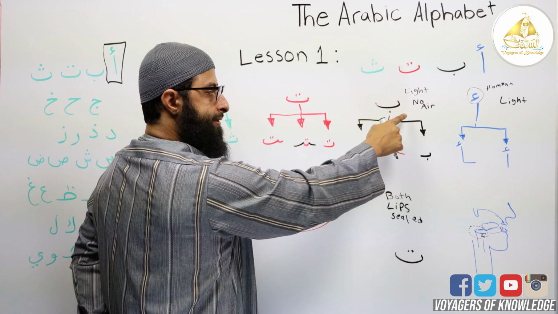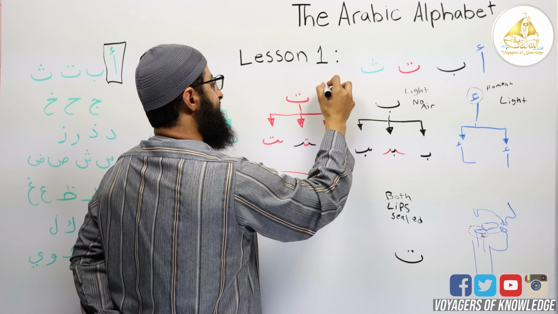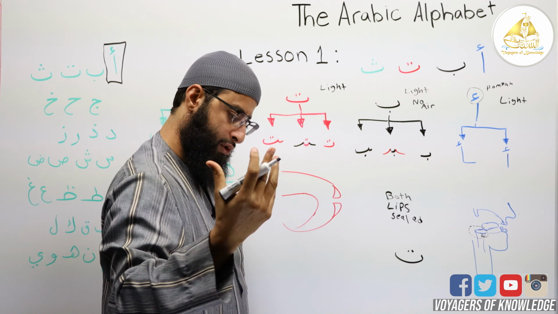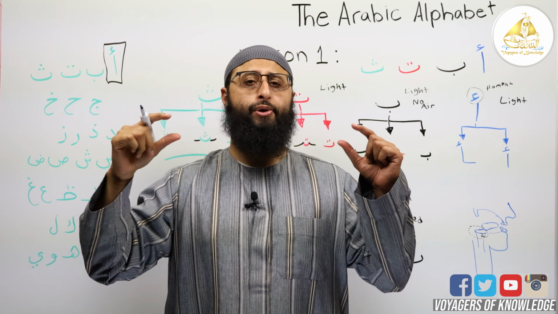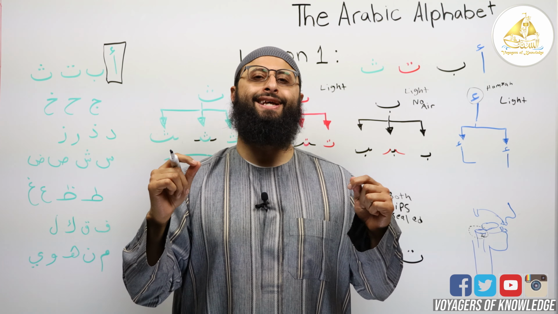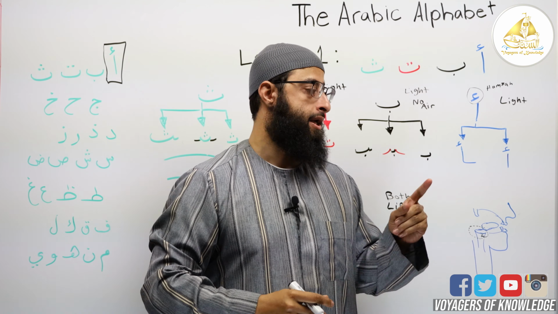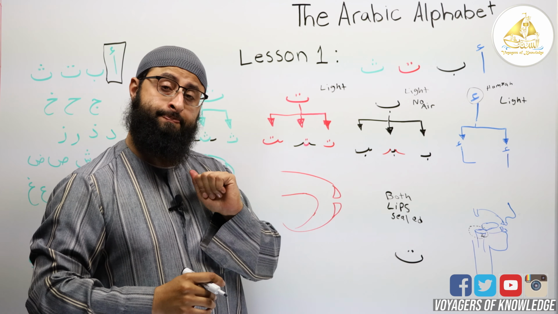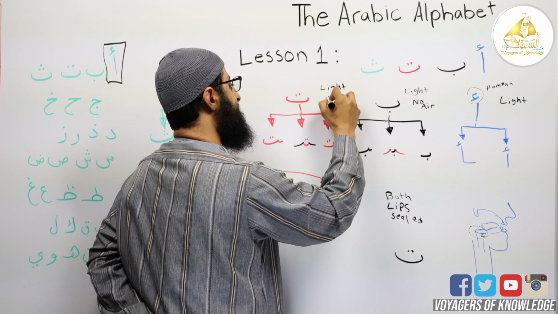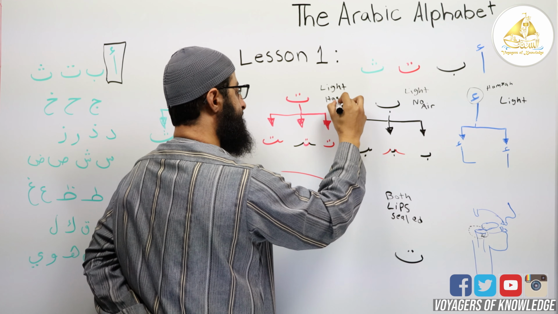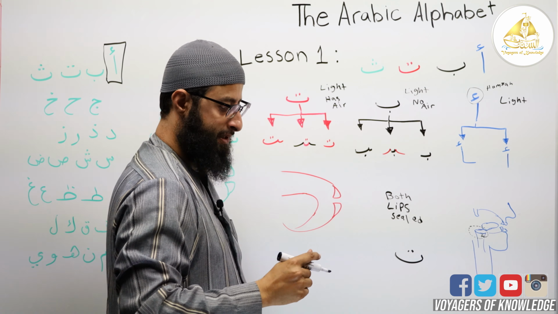Ta, like ba and alif, is light. You know this already. The back of your tongue is going to stay flat, and that allows your mouth to open horizontally. So you'll say ta. But unlike ba, ta does have air. So it has air when you pronounce it.